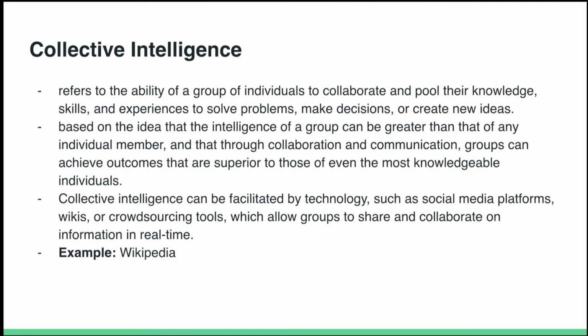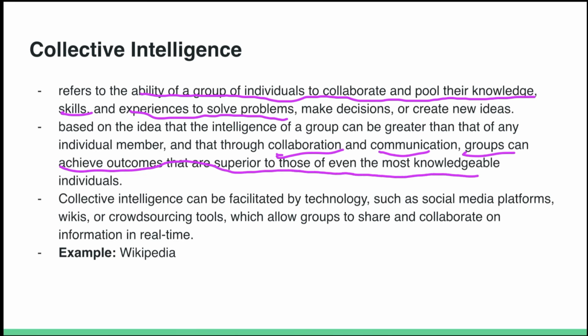The next concept is going to be collective intelligence. Collective intelligence refers to the ability of a group of individuals to collaborate and pool their knowledge, skills, and experience to solve problems. It involves collaboration, communication, and focuses on the idea that groups can achieve outcomes that are superior to those of even the most knowledgeable individuals. An example of collective intelligence is going to be Wikipedia, or any crowdsourcing tools or social media platforms, which allow groups to share and collaborate.